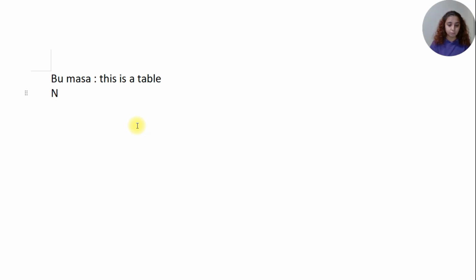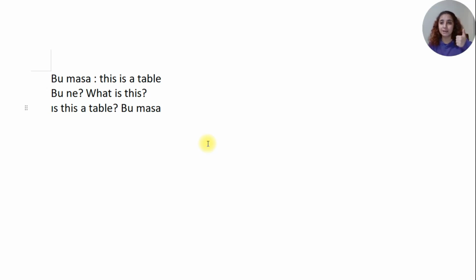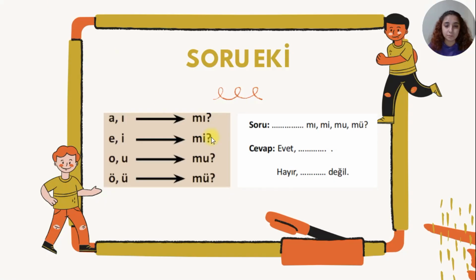And you can say bu ne. It means what is this? And you can ask this question, is this a table? Now, in English, you changed the sequence of the words, is and this changed. But in Turkish, you will use this sentence again, bu masa. This is a table. And at the end of your sentence, you will add a suitable question suffix from m, mı, mi, mu, mü. And mı is suitable for masa because it depends on vowel harmony, like in this picture.